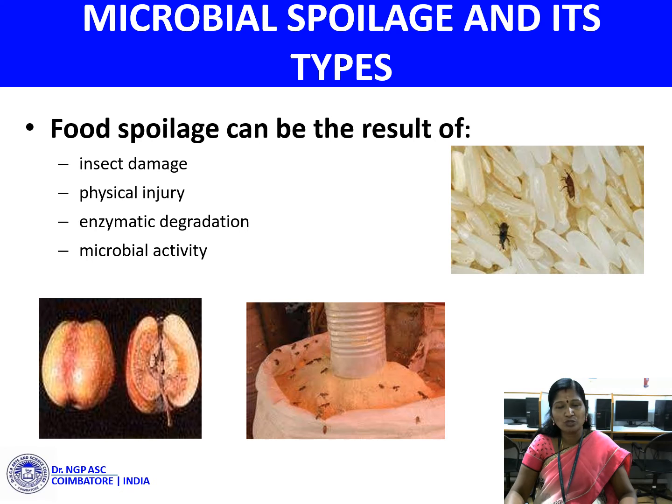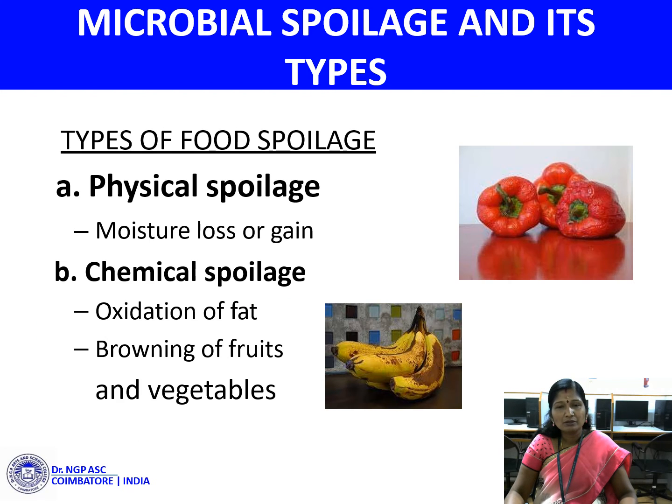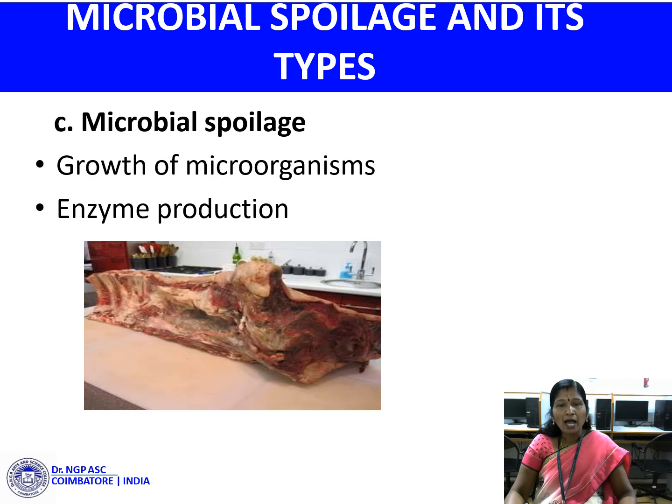And what are the types of food spoilage? That is very, very important. The very first is physical spoilage. When we see food by physically looking at it, it is due to moisture loss or moisture gain. That is referred to as physical spoilage. And the next one is chemical spoilage. When will chemical spoilage take place? Chemical spoilage takes place due to the oxidation of fat, browning of fruits and vegetables, and the third one is microbial spoilage.